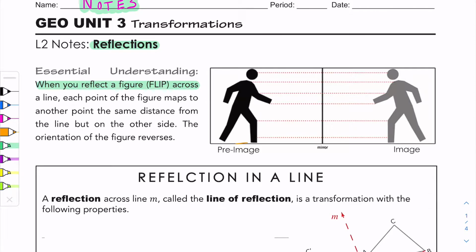In geometric terms, if we're looking at the pre-image and the image, in this case it's a person, both of these figures are going to be the same distance from the line of reflection. Obviously, this is just a model, but the same would go for reflecting across a line in the coordinate plane. Every point reflects the same distance.